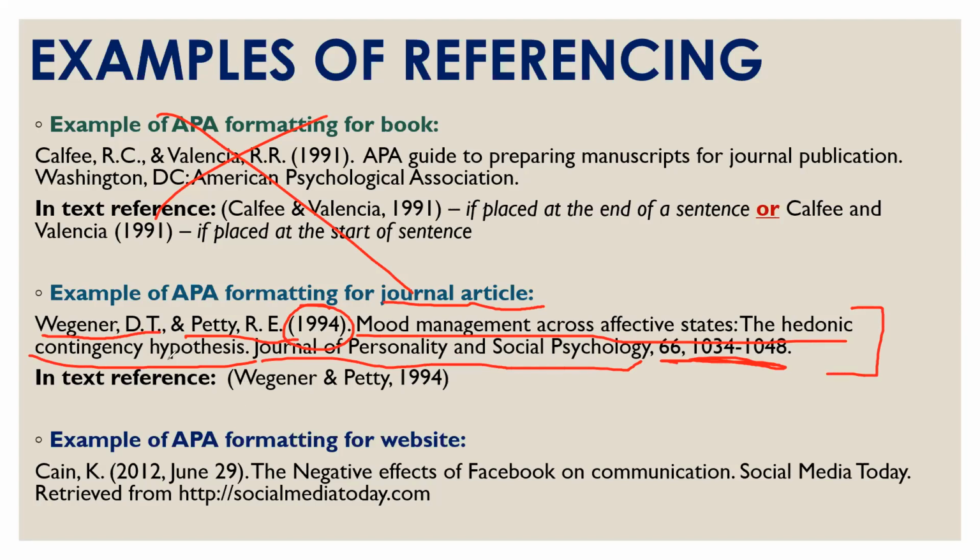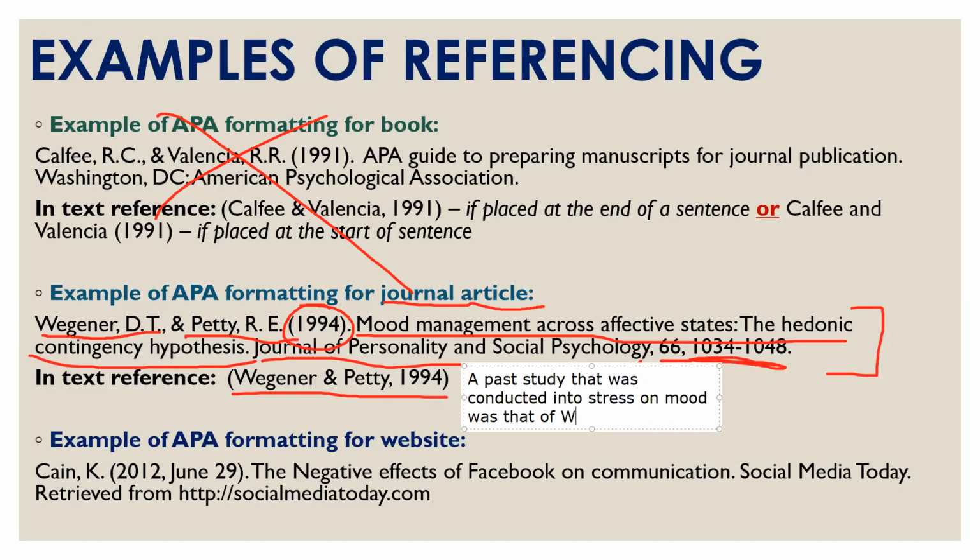In-text reference: when I'm talking about these guys' study in my paper, this is an example of what an in-text reference would look like. It could also be written like this. There are two ways that you can write it. So if I want to say, a past study that was conducted into stress on mood was that of Wegener and Petty, 1994. Did I spell it right? I don't know. So you can do it like this as well. It's the same thing.